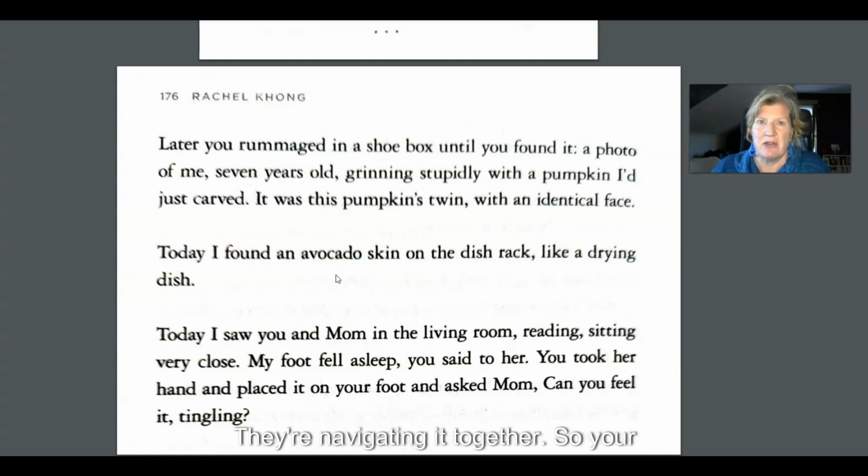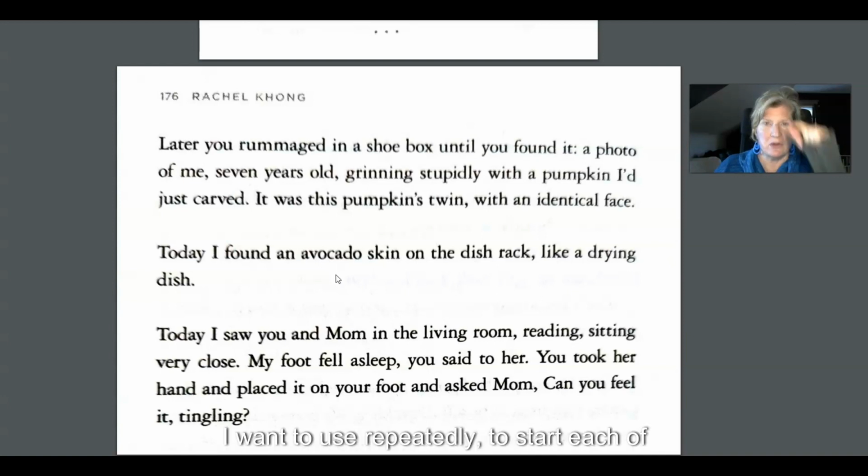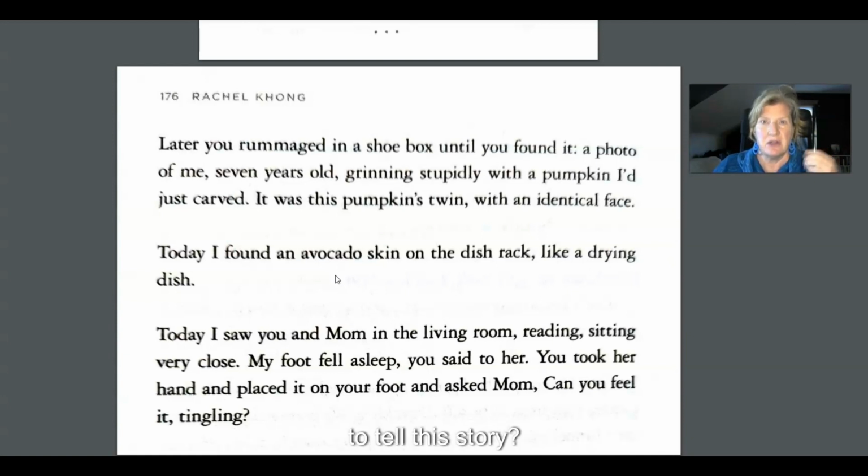They're navigating it together. So your challenge, if you decide to go with this option, will be to figure out what is it I want to tell a story about? And what word or phrase do I want to use repeatedly to start each of the little vignettes that I'm going to craft to tell this story?